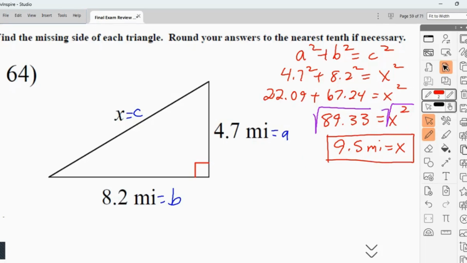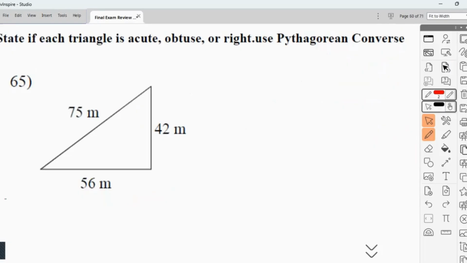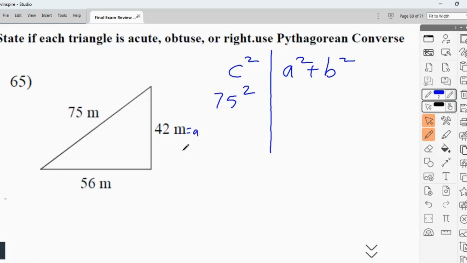Let's try some more. Right here, they're asking us to use the Pythagorean converse. So let's go ahead and do this if we can. In this case, we got C squared. And we're going to just line it up. You know what I mean? See what's up on either side. So this will be 75 squared. A and B, let's just go here with the A. Let's go here with the B. Remember, the longest side is always going to be your C.